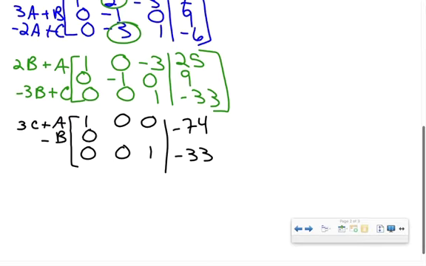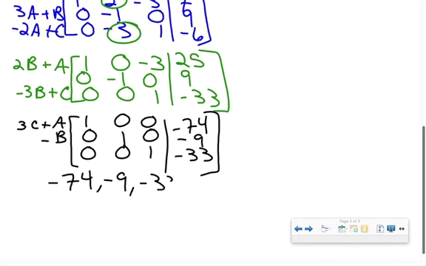And then I'm just changing the signs in this row. 0, 1, 0, -9. And my solutions are all right here staring at me. My answer is -74, -9, -33.